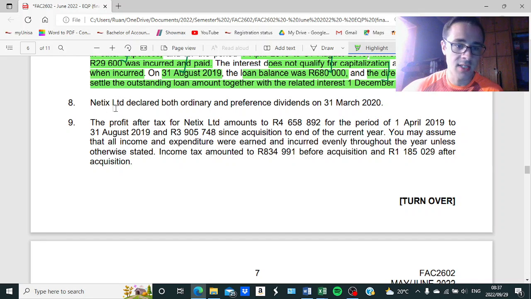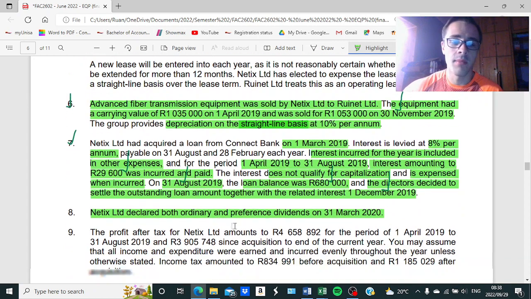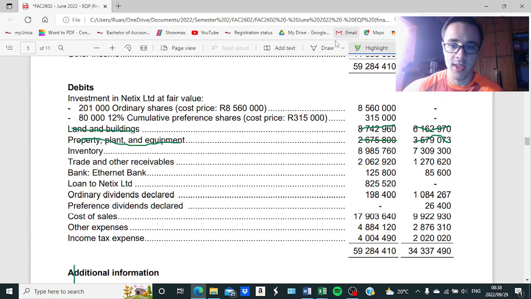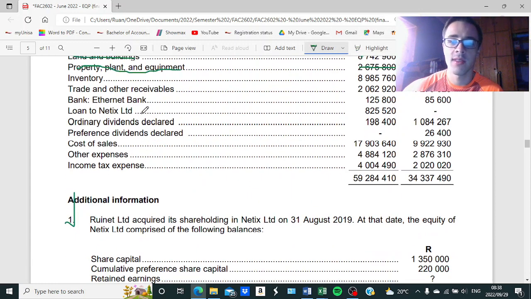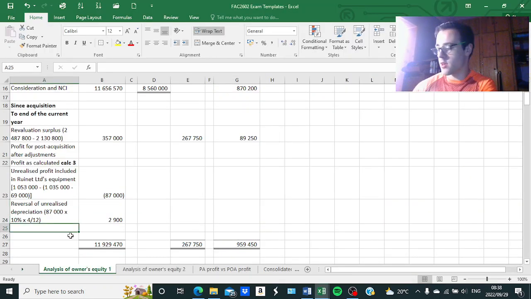Now, point 8 says that Netix Limited declared both ordinary and preference dividends on the 31st of March 2020, meaning that it was declared at year end. So with regards to the ordinary dividends, if you go back to your trial balance, you will see that the amount for ordinary dividends declared by Netix Limited would be 1,084,267. So in your analysis of owner's equity, you will show that amount as ordinary dividend paid.